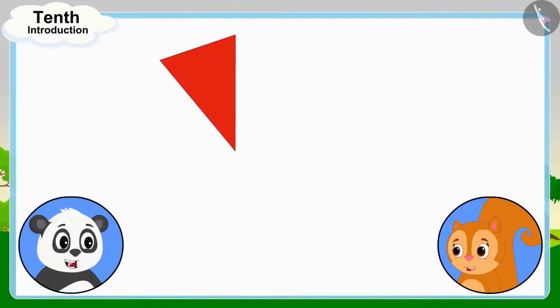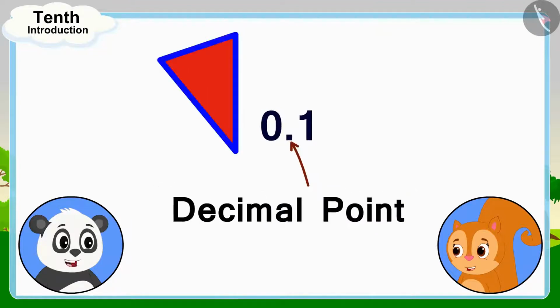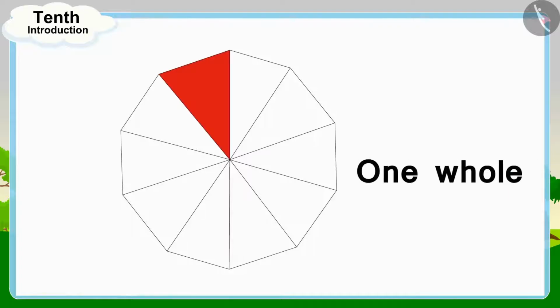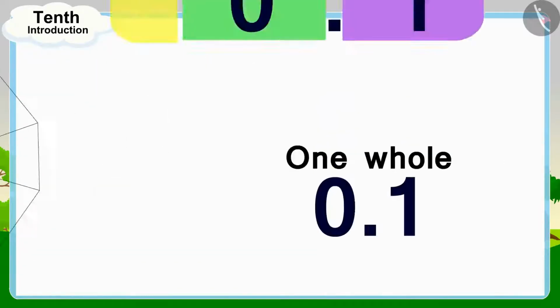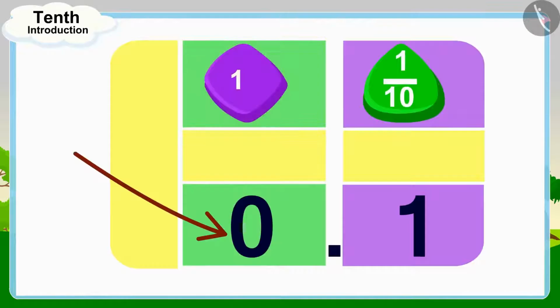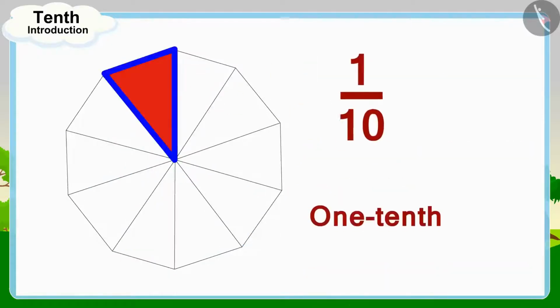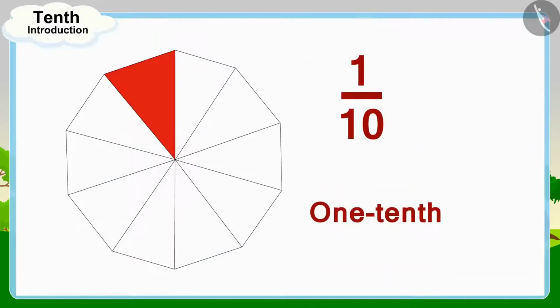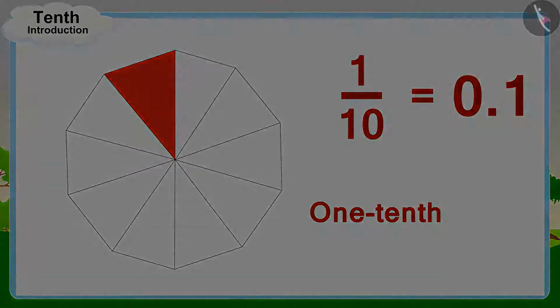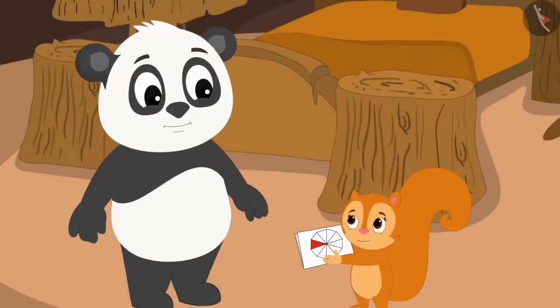part out of these 10 parts and we write this after the decimal point like this. And because this fraction is less than one whole, we write the number 0 in the units place before the decimal point. In this way, we write 1/10th part of your whole flower as 0.1. Wow, Golu, this is so much fun.